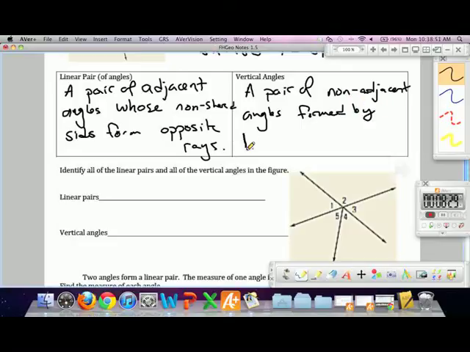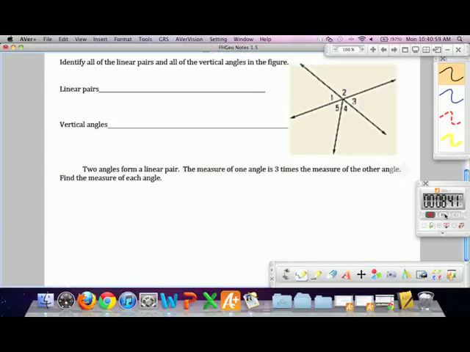Angle 1 and angle 2 are definitely a linear pair. They share a side, they're adjacent, and they form a straight line with their non-shared sides. Angle 3 and angle 2 are in a linear pair, for sure. Angle 3 and angle 2 share a side and form a straight line. Are there any other linear pairs here? Angles 2 and 5. Okay. Angle 3 and 5 form a straight line. Are they adjacent? No. They don't share a side, so they can't be a linear pair.